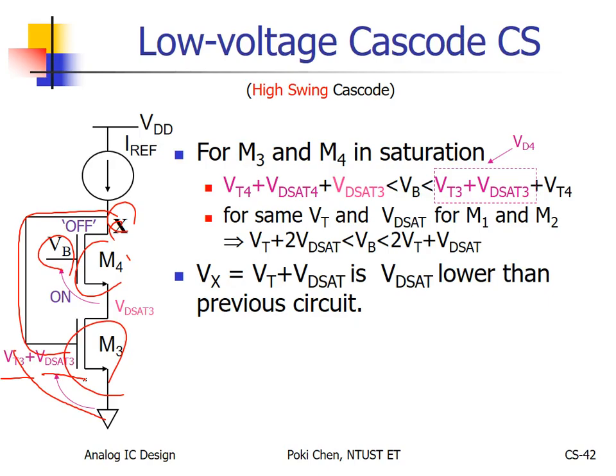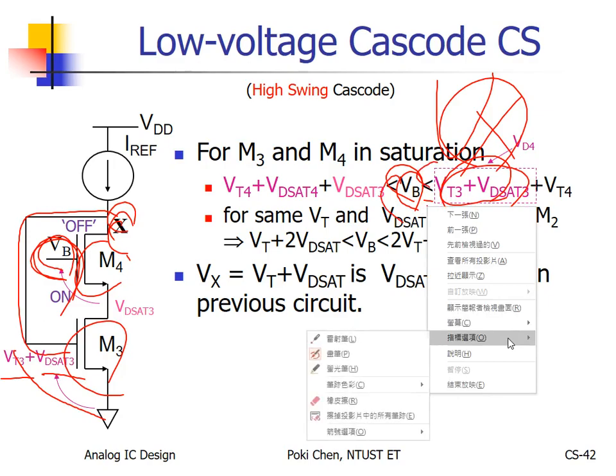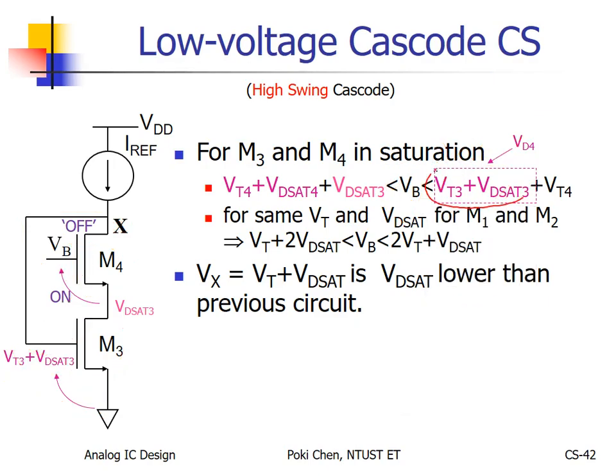So VB needs to be, how can I say, it cannot be larger than this one, node X voltage. The gate voltage of M4 cannot be 1 VT higher than the drain voltage. So it should be less than or equal to my own node voltage plus 1 VT. Not much higher than that.